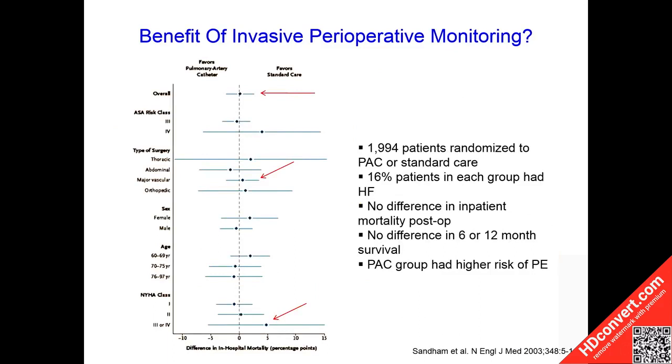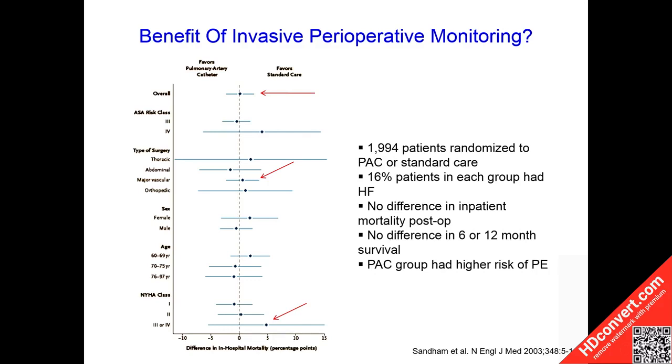How about the benefits or lack of benefit of using a PA catheter? Well, there was a large study, it's now over 15 years ago, looking at almost 2,000 patients going for non-cardiac surgeries. They were randomized to a PA catheter or no PA catheter. 16% of the patients in each group were heart failure patients. And what they found was that having a PA catheter in, there was no difference in inpatient mortality post-op, and there was no difference in 6 or 12-month survival. The PA catheter group, though, did have the highest risk of pulmonary embolism.